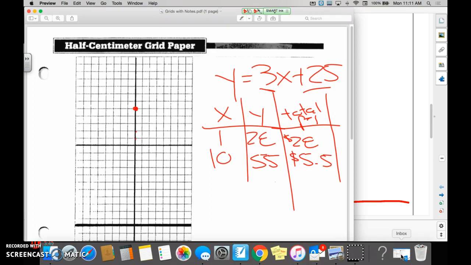And how much is it going to cost us per t-shirt then? $5.50. Okay, so is x and y changing proportionately? No. So from 1 to 28 is multiplied by 28. From 10 to 55 is multiplied by 5.5. Therefore, this would not be a direct variation, right? Right. Questions?